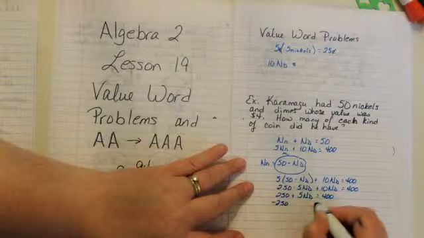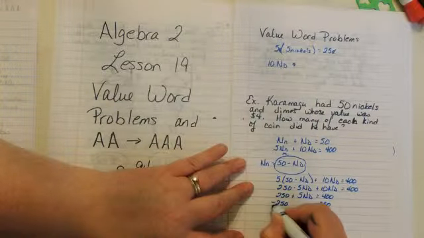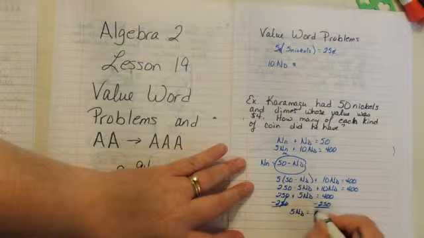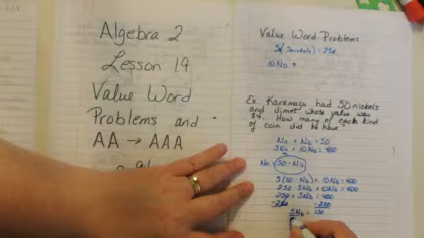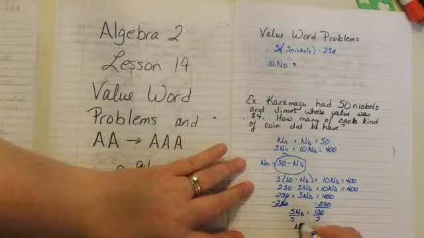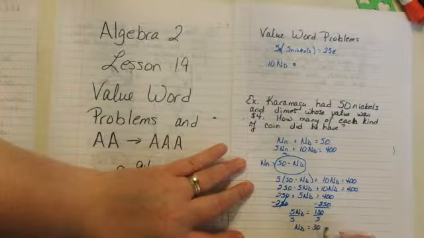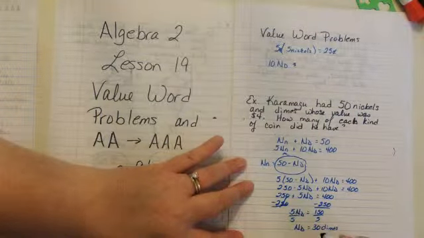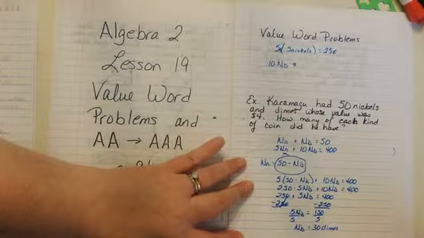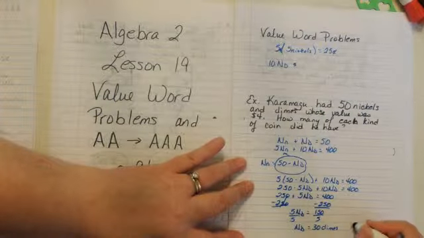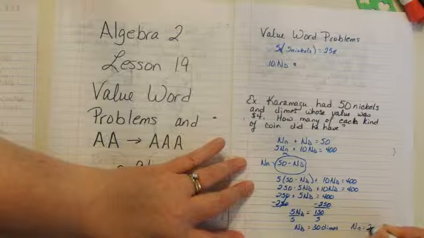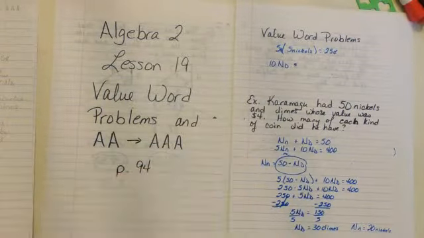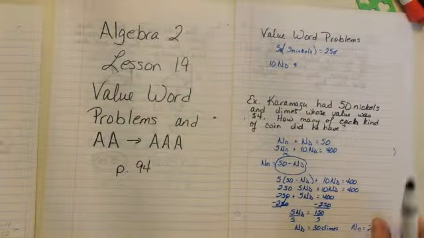Subtract 250 from both sides. And 5 times the number of dimes equals 150. Divide by 5. And the number of dimes is 30. So we have 30 dimes. If we have 30 dimes and there are 50 coins altogether, then we have 20 nickels. Right? Let's try another one.